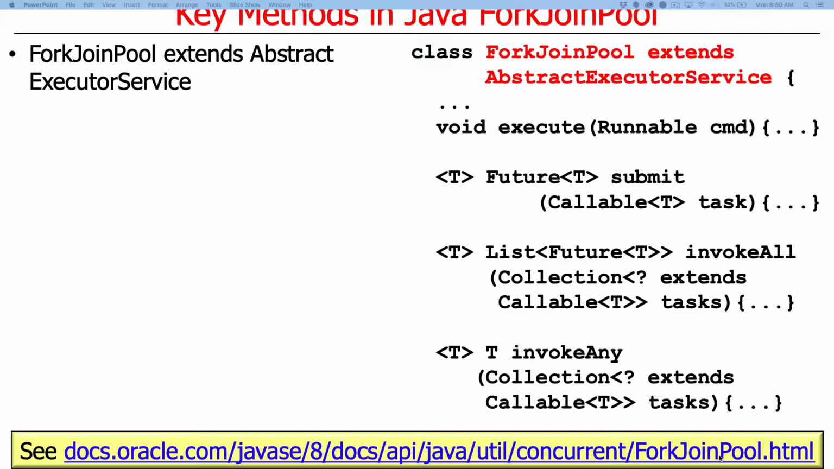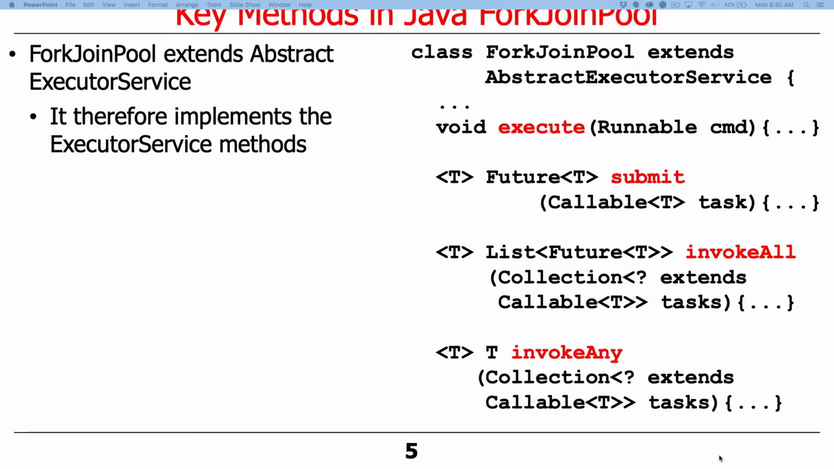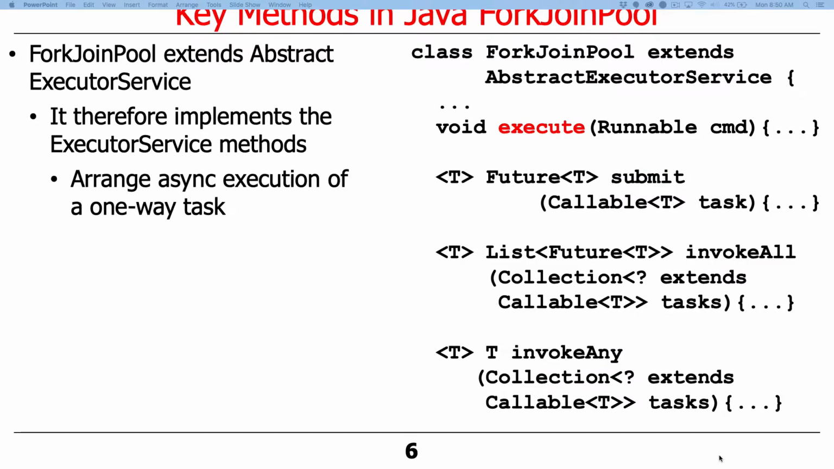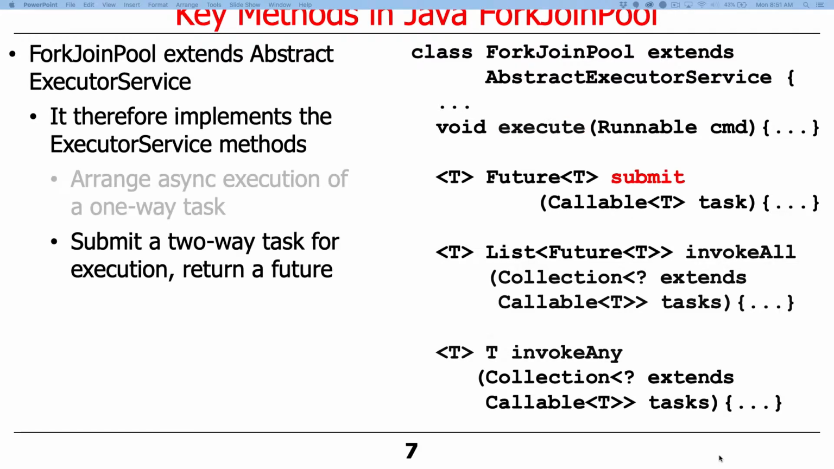I think I mentioned this before, the ForkJoinPool class extends the abstract ExecutorService class, which in turn implements the ExecutorService interface. As a consequence, there are a bunch of methods that it gets along the way, and there are 4 key methods here. We're going to talk about them very briefly, even though it's really outside the scope of this class to talk about this in any detail. The execute method takes a Runnable and arranges to have that Runnable executed in a thread in the background as part of the ForkJoinPool. A Runnable is a one-way task, so there's no return value that comes back from that.